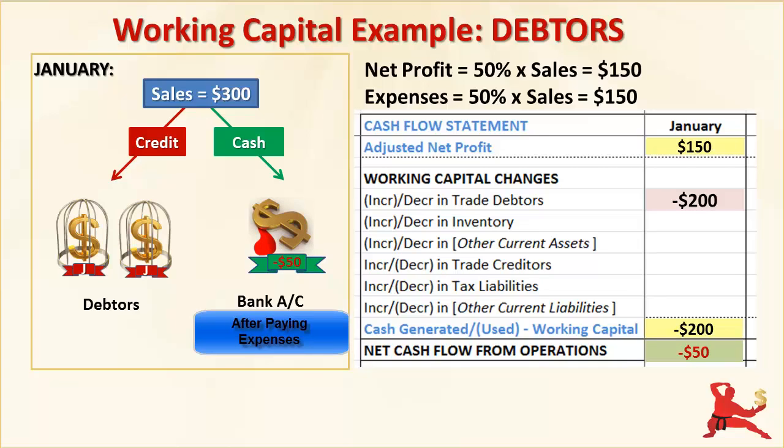In our strategic planning before the start of our business, we would have anticipated this cash need before it happened and planned how to cover it.